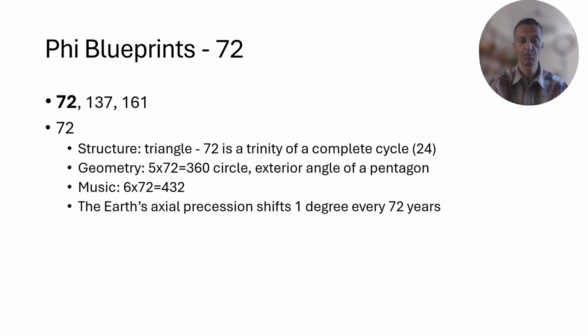72 is related to music and sound. 6 times 72 equals the 432 harmonic frequency. 72 is also related to many other things in our culture, including the Earth's axial precession, which shifts 1 degree every 72 years.